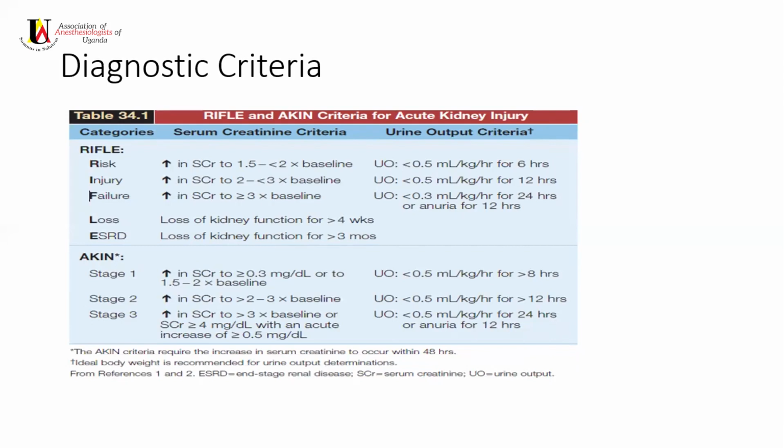In the AKIN, we have 3 stages. Stage 1, an increase in serum creatinine greater than 0.3 milligrams per deciliter, or about 1.5 to 2 times the baseline, and a urine output of less than 0.5 mL per kg per hour for more than 8 hours. In stage 2, still an increase in serum creatinine, 2 to 3 times the baseline, and urine output of less than 0.5 mL per kg per hour for greater than 12 hours. Stage 3, you have a serum creatinine increase greater than 3 times the baseline, or a serum creatinine value of greater than 4 milligrams per deciliter with an acute increase of more than 0.5 milligrams per deciliter, or a urine output of less than 0.5 mL per kg per hour for 24 hours, or anuria.